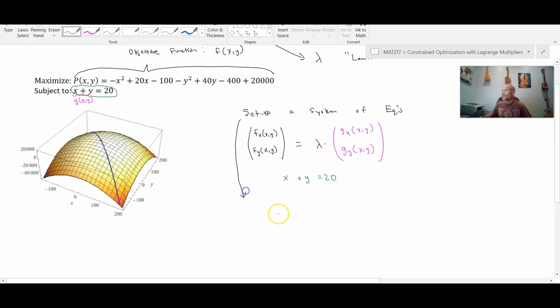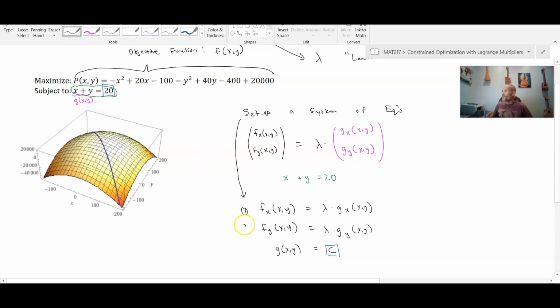The system of equations that we get are the partial of f with respect to x equals lambda times the partial of g with respect to x. And the second equation that we get is the partial of f with respect to y equals lambda times the partial of g with respect to y. And then our constraint, g of xy, equals the constant c. Okay, so this constant c right here is going to be the constant value that we get in our constraint. Now, g of xy doesn't always have to be x plus y. That's why I'm writing it in this generic form.